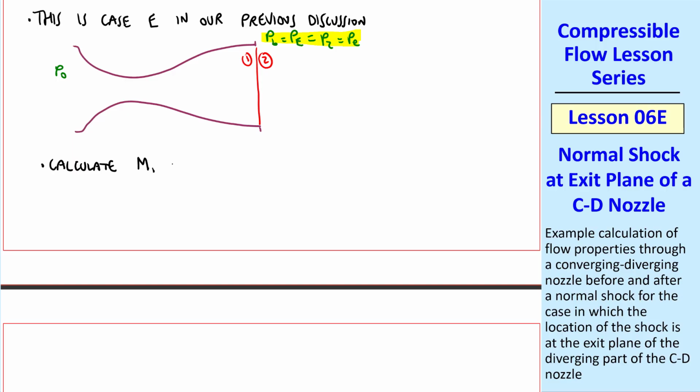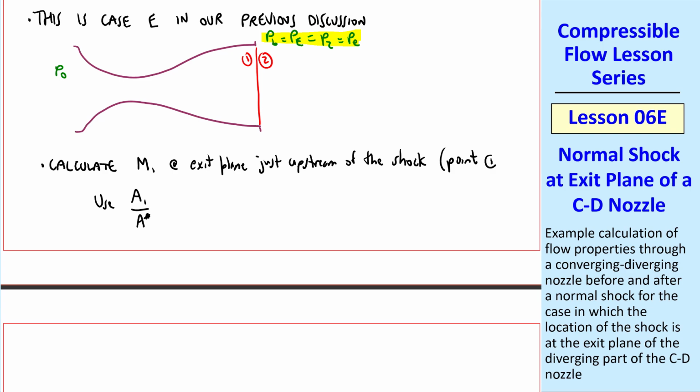First, let's calculate M1 at the exit plane, just upstream of the shock. How? Well, we'll use our A over A star equation at point 1 in the flow, just upstream of the shock. In this case, we have subsonic, sonic, and supersonic flow up to point 1 and then the shock.